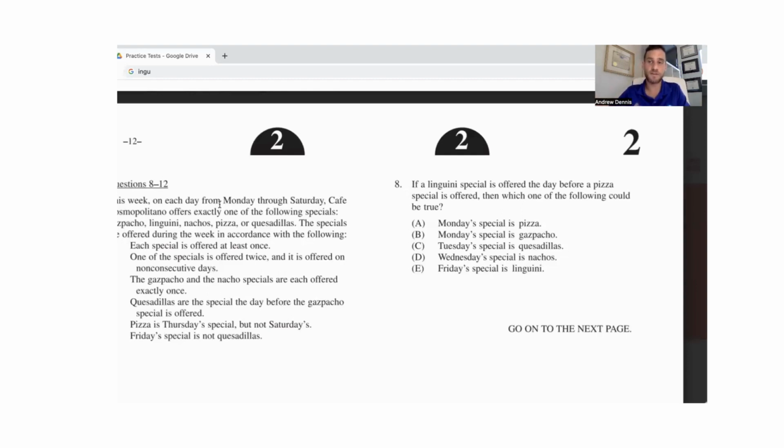It only means that every time the G goes, it's preceded by a Q. There is a potential that there's two Qs, so we've got to keep that in mind. Pizza is Thursday special, but not Saturdays. Okay, so P equals Thursday is the first rule. The second rule is P does not equal Saturday. Just adding to our rules here: P equals Thursday and P does not equal Saturday.